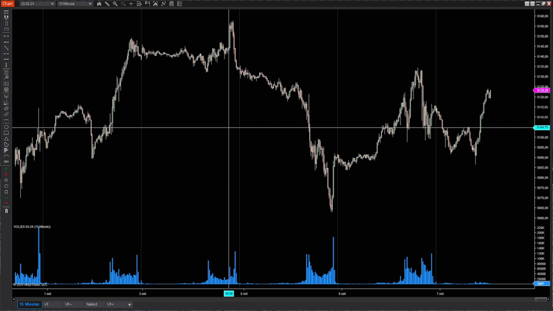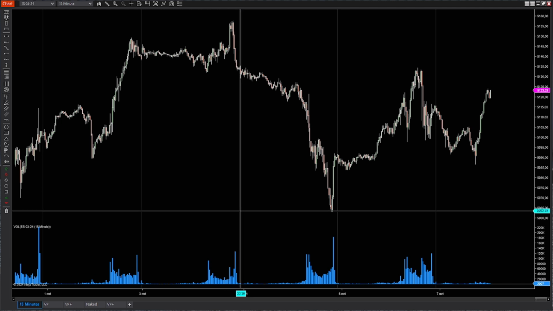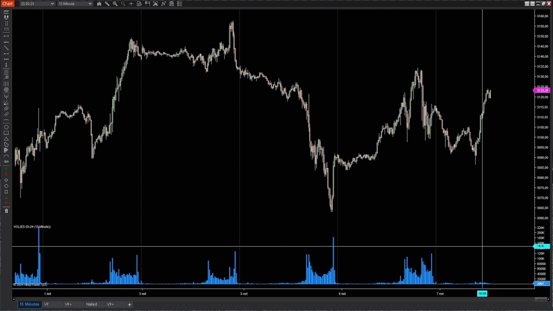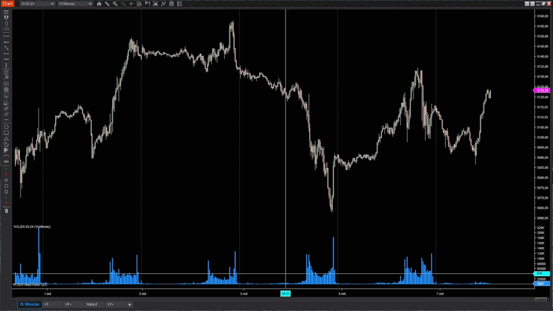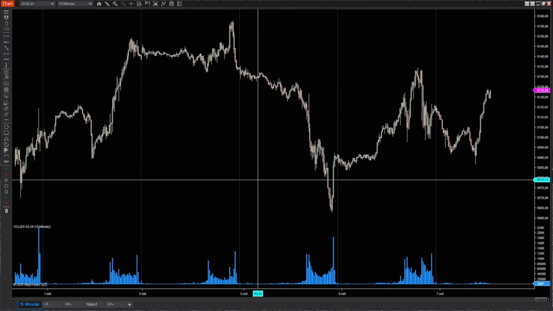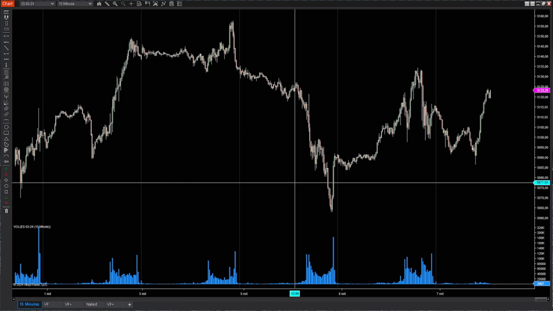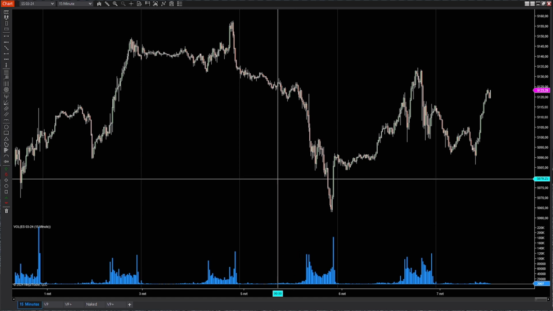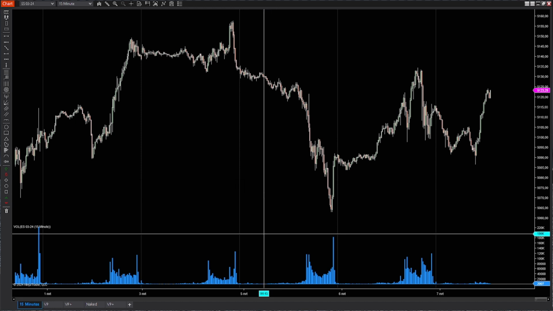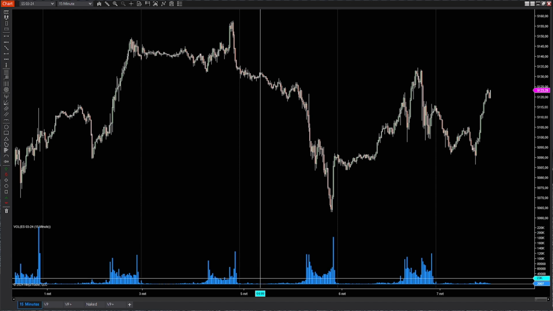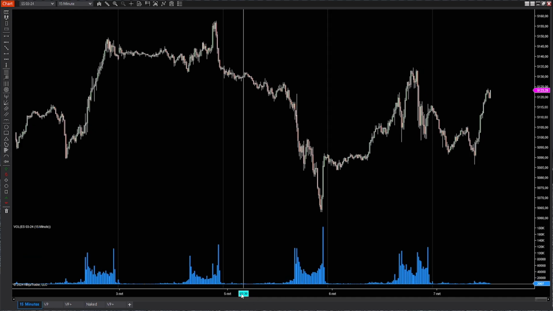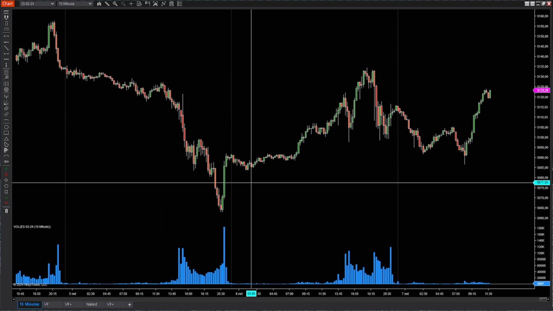So let's dive in. We have an ES chart, 15 minutes with a normal volume indicator right here. So we can see the volume traded per candle. In trading, volume refers to the number of shares or contracts traded in a security or an entire market during a given period. It's a measure of the total amount of trading activity or liquidity in a stock or futures contracts or any other financial instrument over a specified time frame, seen here at 15 minutes.